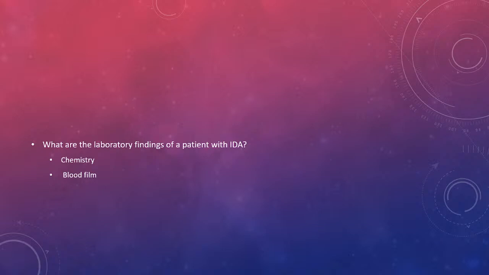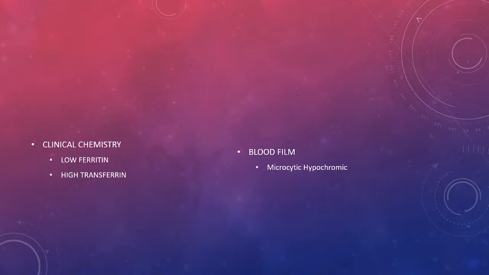When you're looking at the blood film, obviously you will see microcytic hypochromic anemia. Why? Microcytic because, as I mentioned before, the size of the cell is less. The size of the cell.